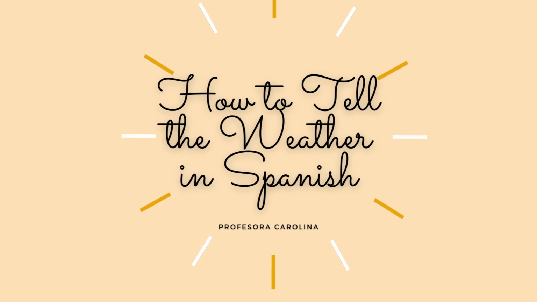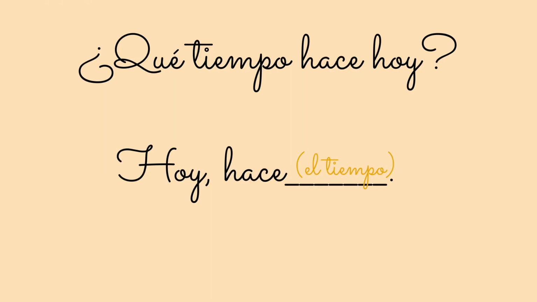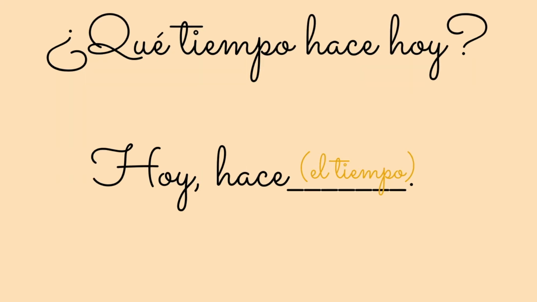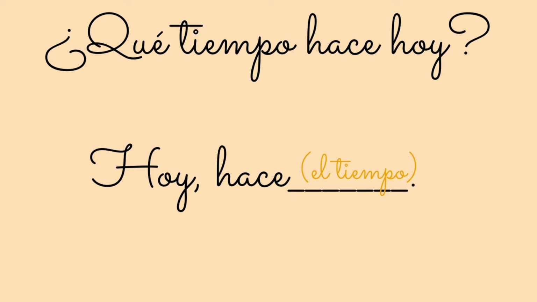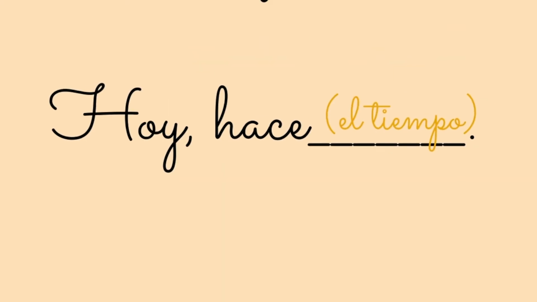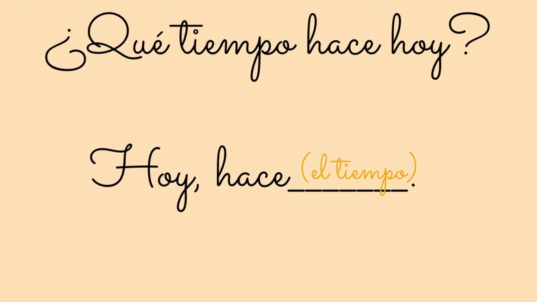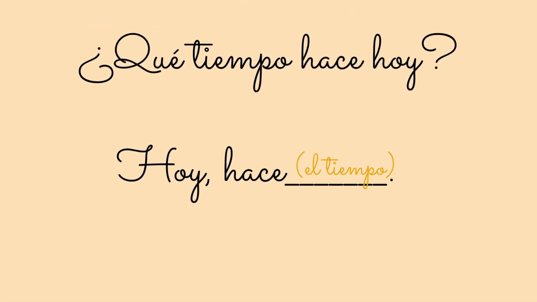Today we're going to learn how to tell the weather in Spanish. First, let's learn a sentence structure. ¿Qué tiempo hace hoy? How's the weather today? You would respond with hoy hace and then the type of weather you are describing. For example, if you wanted to say today it is hot, you would say hoy hace calor.